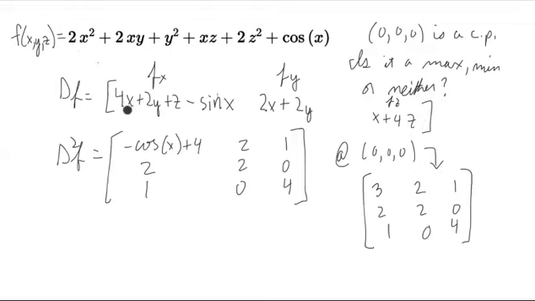Then we do it for z's. We go down through here, we see a 1, right? Everything else is like a constant. This guy, that's a constant, so 0. And this guy is just a 4. We just found the second derivative.